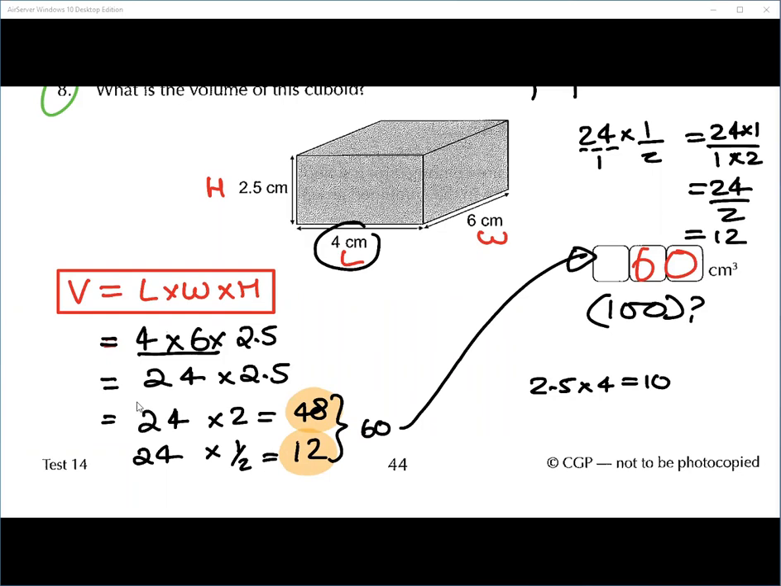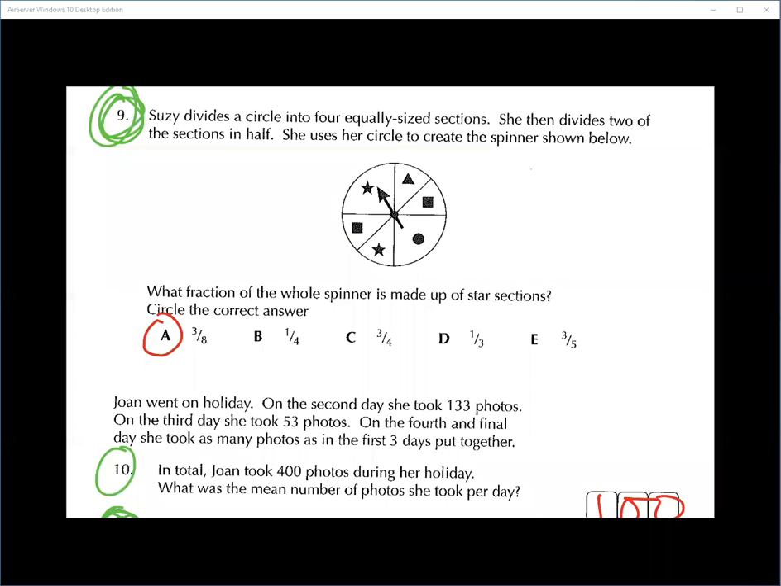Okay. Now, question number 9. Let's have somebody who got number 9. Hasib, yours. Susie divides a block into 4 equal sized sections. Then she divides 2 of the sections in half. She uses her circle to create the spinner shown below. What fraction of the whole spinner is made up of star sections?